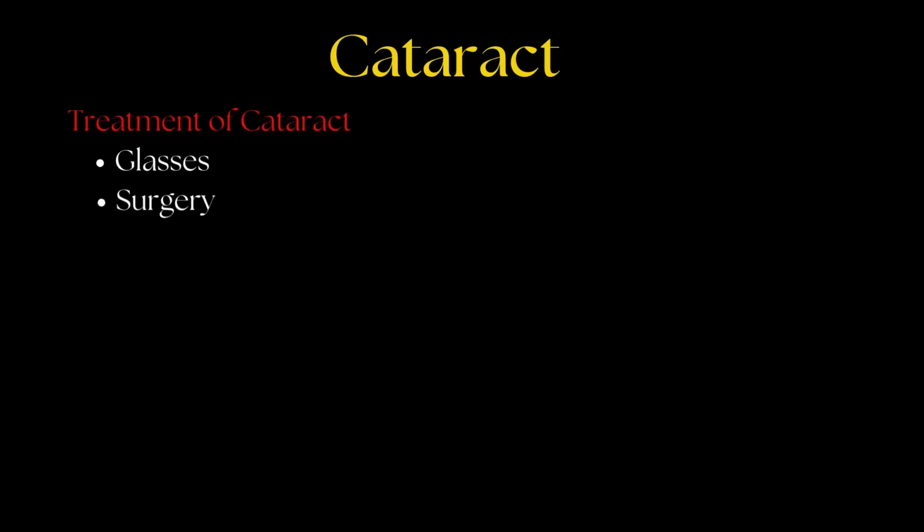Treatment for cataracts begins with glasses, which can help manage vision in the early stages, but are not a permanent solution. Surgery is indicated based on the visual handicap and the impact on daily activities. However, if there are no significant vision problems, surgery may not be necessary. There are several surgical options available.